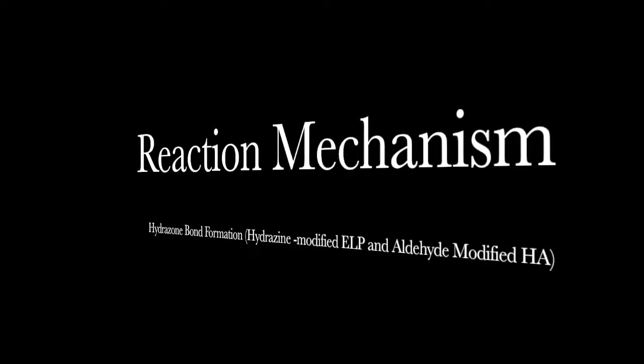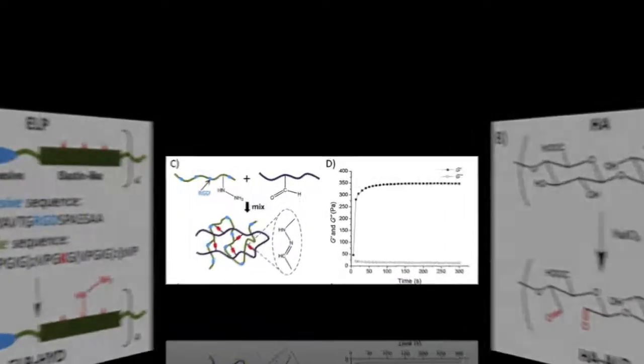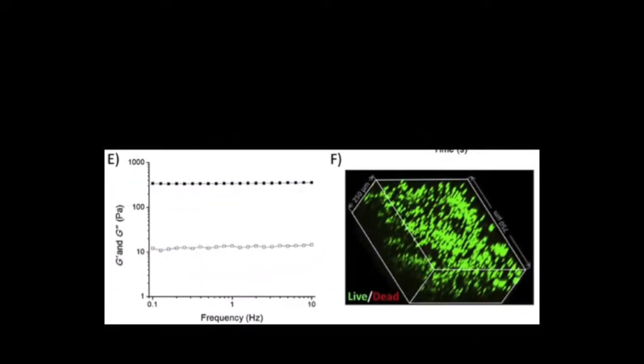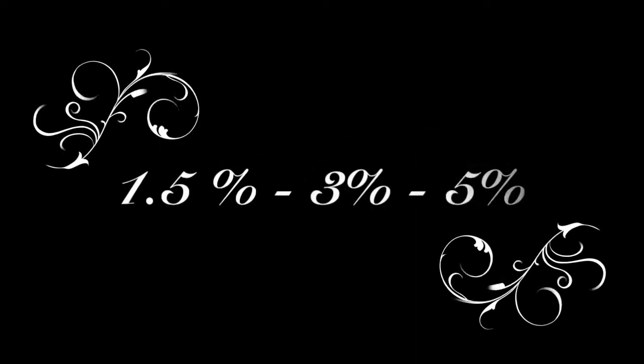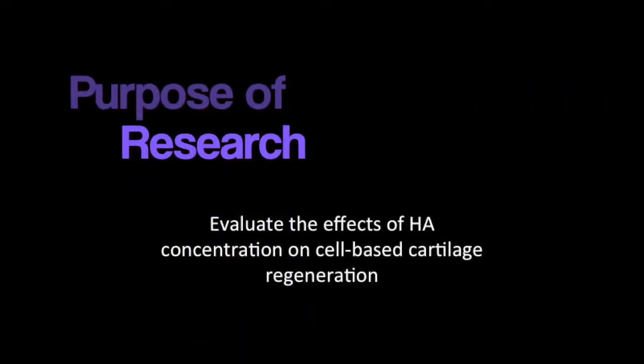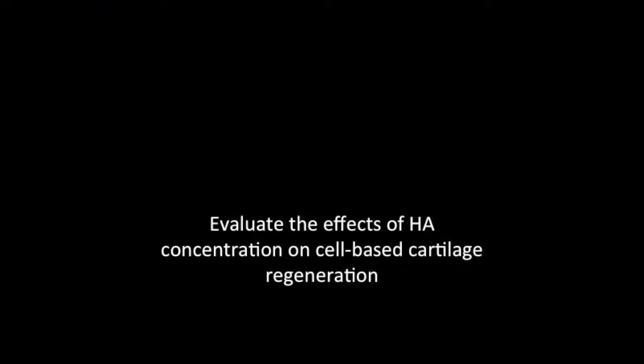The elastin-like protein hyaluronic acid hydrogels, or ELPHA hydrogels, were created through dynamic hydrazone bonds, through the reaction between hydrazine-modified ELP and aldehyde-modified hyaluronic acid. The ratio of aldehyde groups to hydrazine groups was maintained constant, and hydrogels had variable hyaluronic acid concentrations of 1.5%, 3%, and 5%.